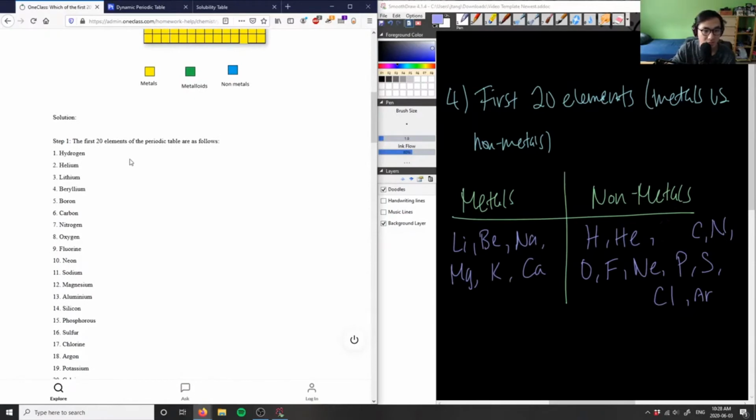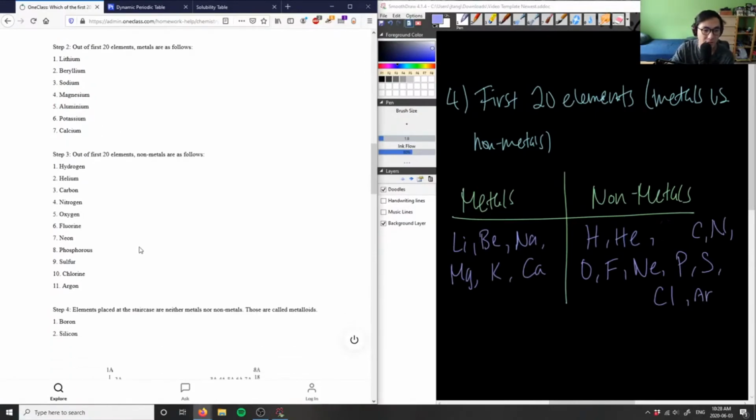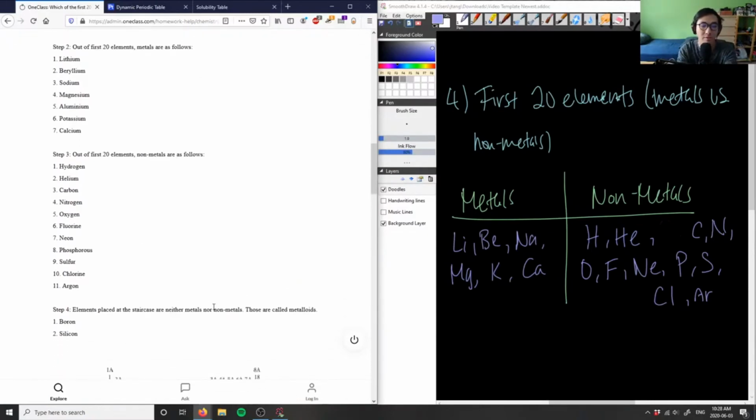So here, it says first 20 elements. They listed out 20 elements. So we have lithium, beryllium, sodium, magnesium, aluminum, potassium, and calcium. So aluminum here is actually a metalloid, so I don't really like how they put this guy here. And then these elements are neither non-metals, so these are metalloids. So boron, silicon, that's why I did not put this here, which is good.